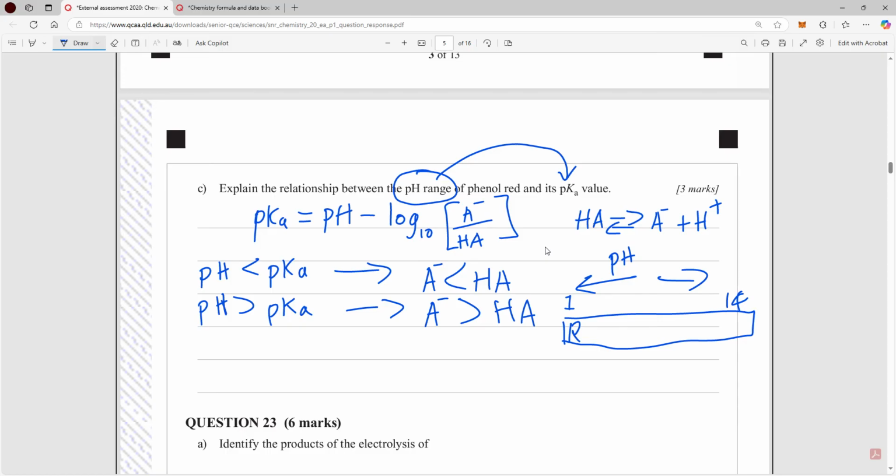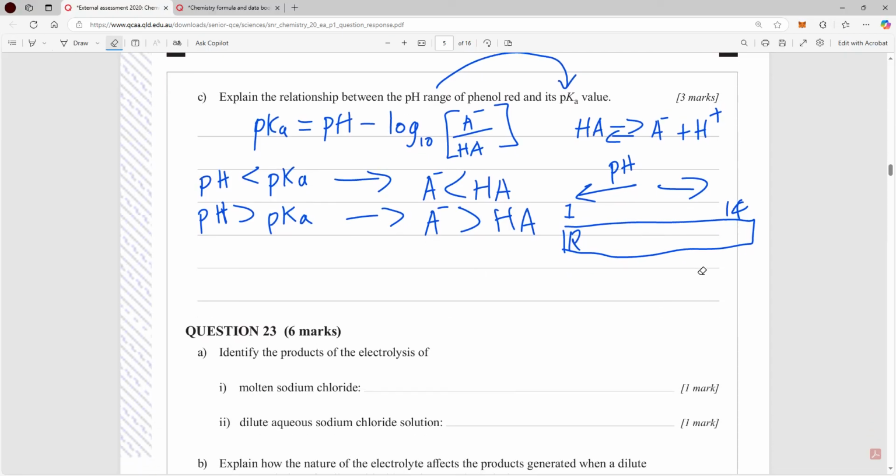Again, I don't know what the answer is. I'll go back and check it. If there are any questions about this one, leave something in the comments and I'll try my best to answer it. But I feel like if you mention the colors here, as long as there's stuff here as well, you might be able to get 3.